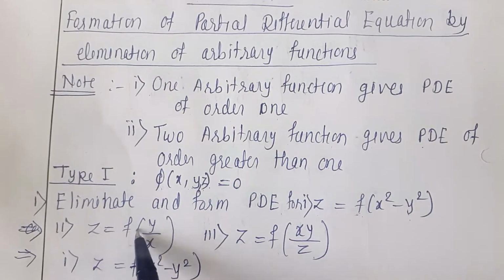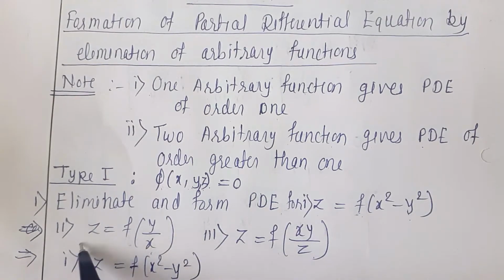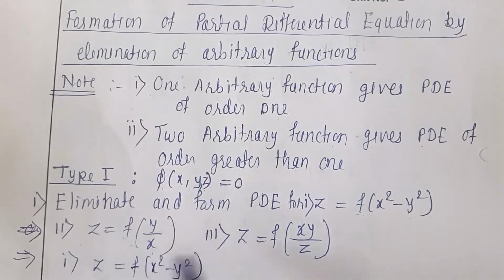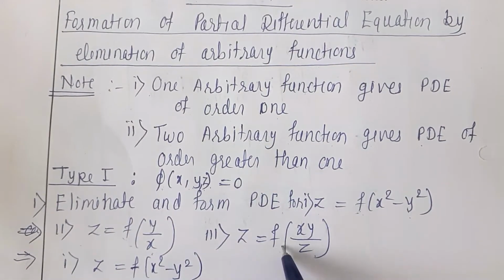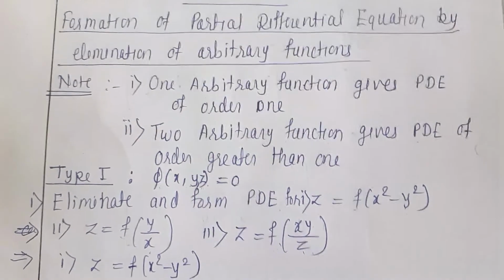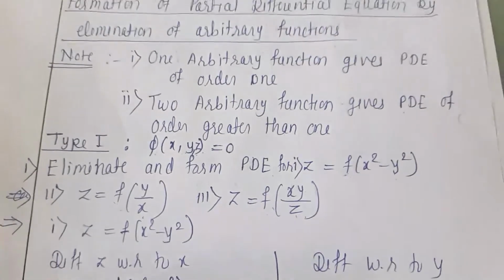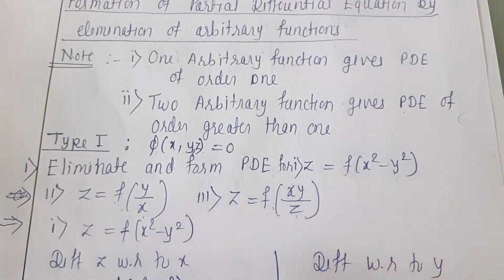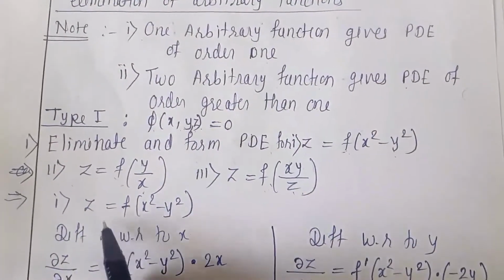Next, z is equal to f of y by x. Two independent variables, that is x and y, one arbitrary function, and z is the dependent variable. So one arbitrary function means PDE of order 1. Similarly, in the third problem, z is equal to f of xy by z. One arbitrary function, two independent variables, and one dependent variable. So PDE of order 1. In all three examples we will get PDE of order 1. So see how to solve the first example.